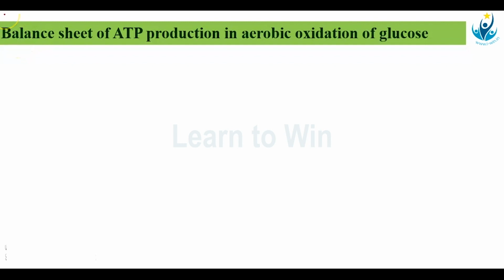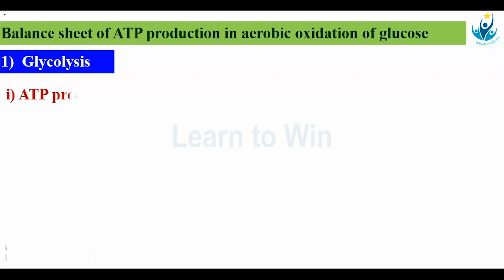So in this balance sheet of ATP production, we are going to see how those 36 ATP that one glucose molecule produces in aerobic respiration are coming from, and where the ATPs are coming from. So let us start with the first one, that is glycolysis.